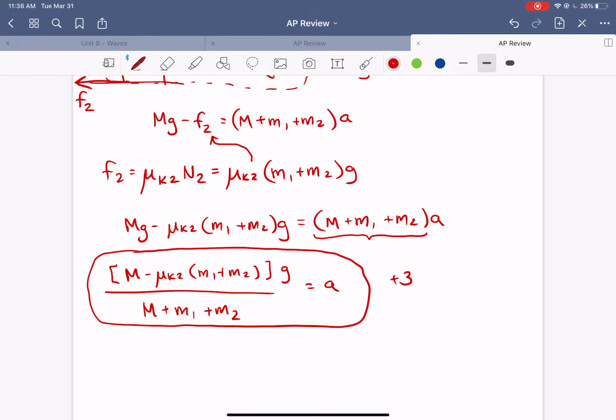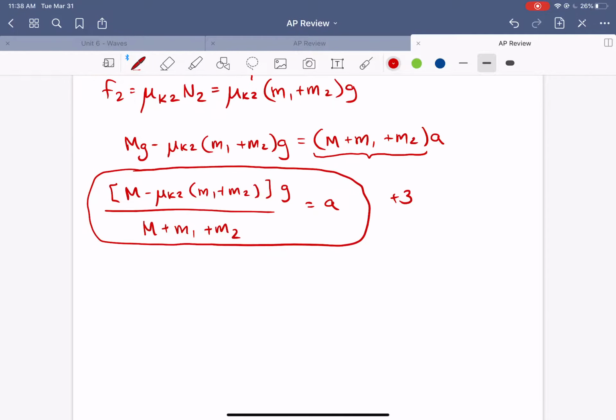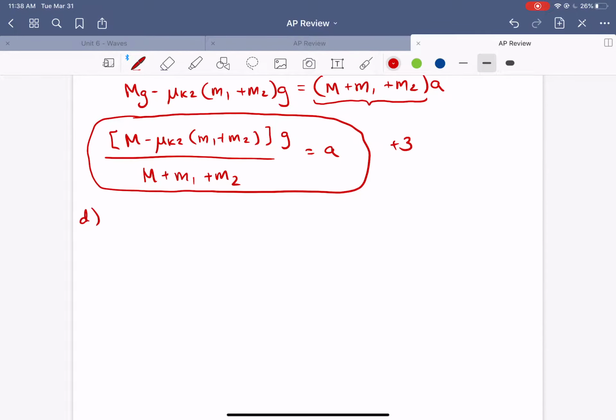And then there's one final part of this problem, part D. So now it says, suppose M is large enough so that the hanging block descends and block 1 starts to slide off of the top of block 2. So we want to find what's the acceleration in that case. All right, so for this one, we cannot treat all 3 blocks as a single system because block 1 and block 2 are not staying together.